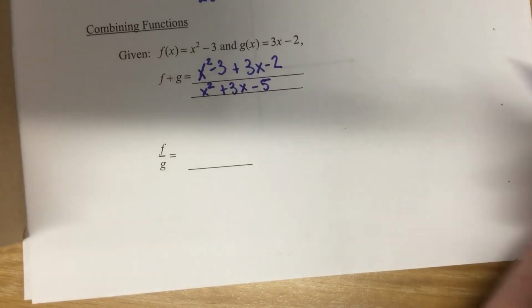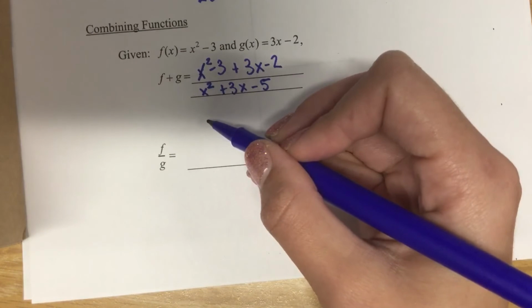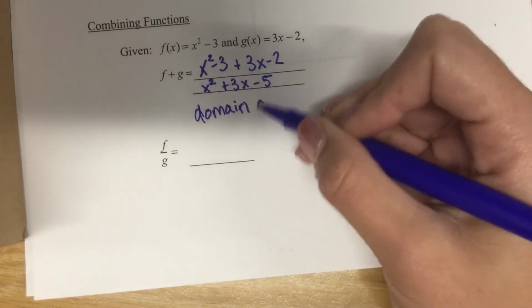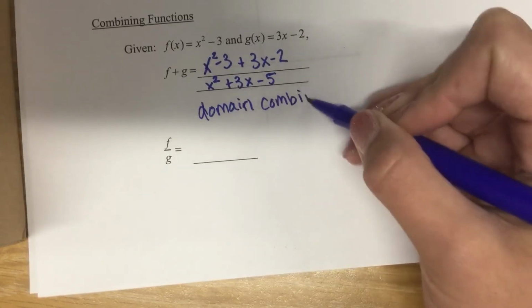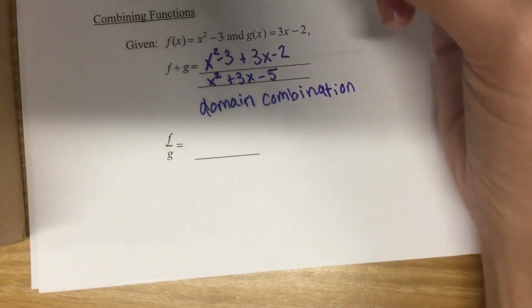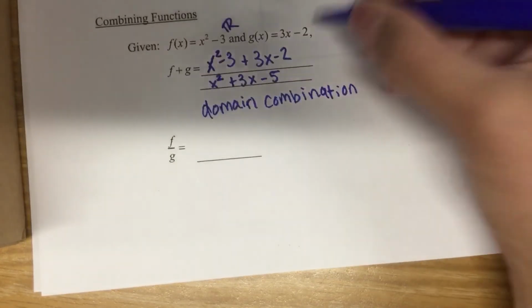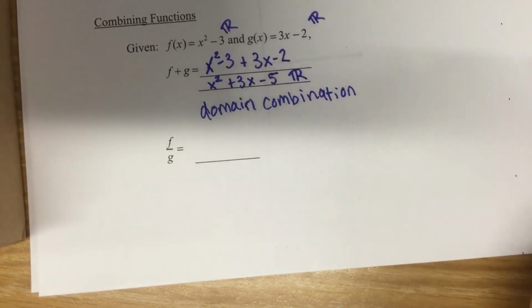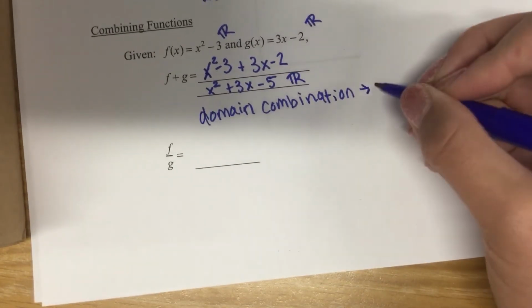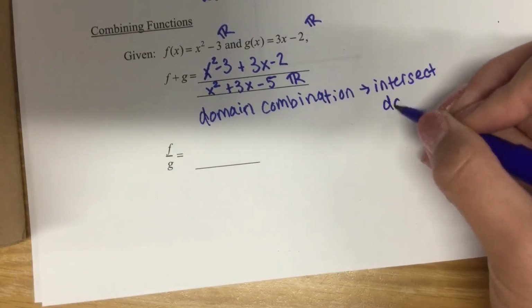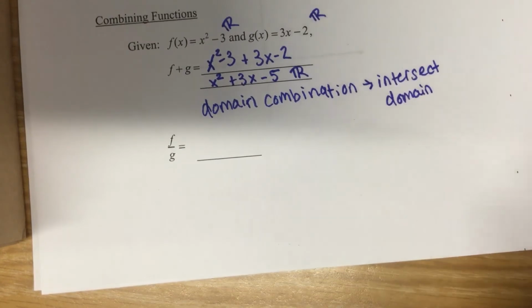So as you can see, if I'm combining the domain, a domain combination, when I'm adding them, it's the intersection of the individual domains. Because the domain of x squared minus 3 was all real numbers, the domain of 3x minus 2 was all real numbers. So since they both were, when I add them together, they're all real numbers. So you can kind of figure out the domains of things when you're adding by looking at the individual pieces.